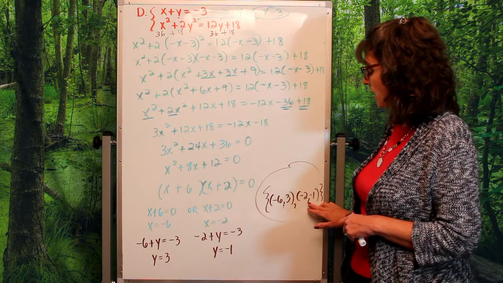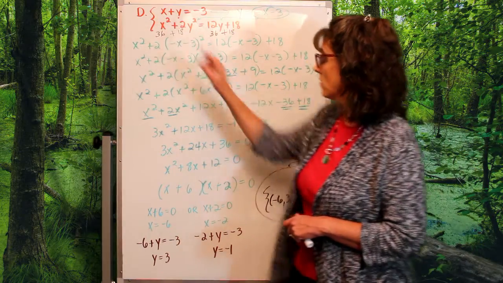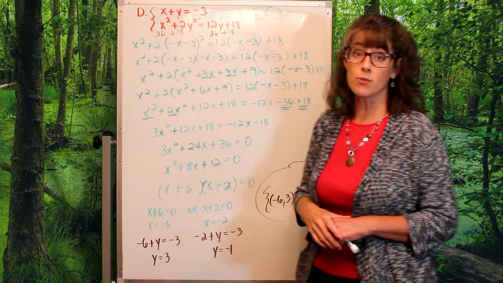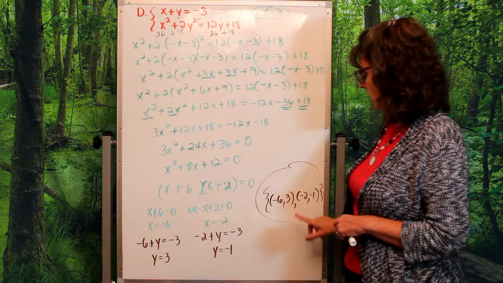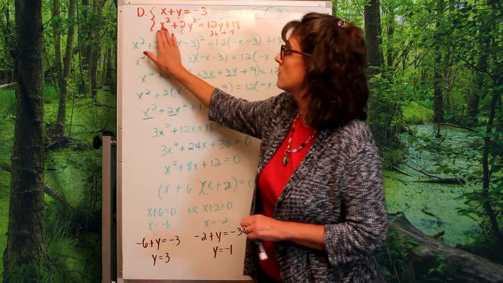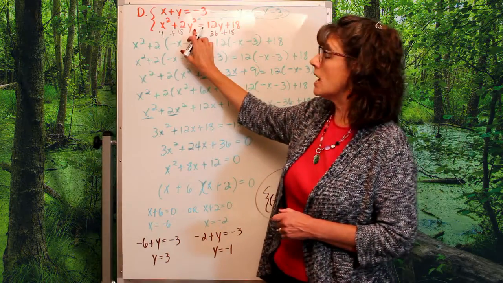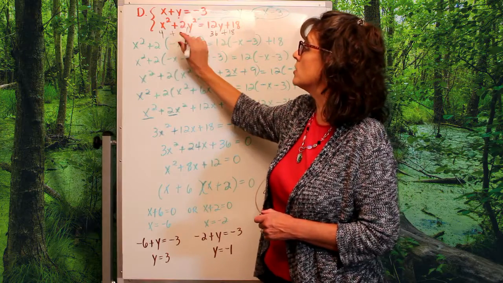Now let's test this one out. Take that negative 2, put it right here. Take that negative 1, put it right here. Negative 2 plus negative 1, yep, it's a negative 3. Now let's put these in the bottom equation. Take that negative 2 and put it here. Negative 2 squared is 4. Take that negative 1, put it in here. Negative 1 squared is 1 times 2 is 2.